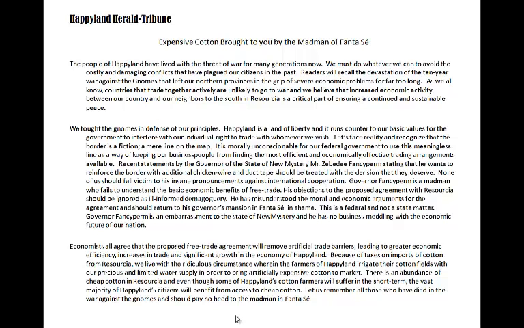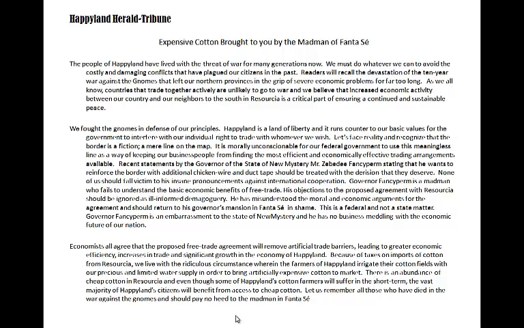Because of taxes on imports of cotton from Resorcia, we live with a ridiculous circumstance wherein the farmers of Happyland irrigate their cotton fields with our precious and limited water supply in order to bring artificially expensive cotton to market. So there's an abundance of cheap cotton in Resorcia, even though some of Happyland's farmers will suffer in the short term, the vast majority of Happyland citizens will benefit from access to cheap cotton.